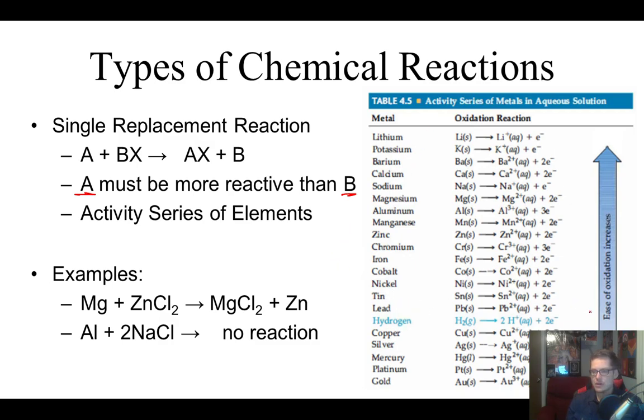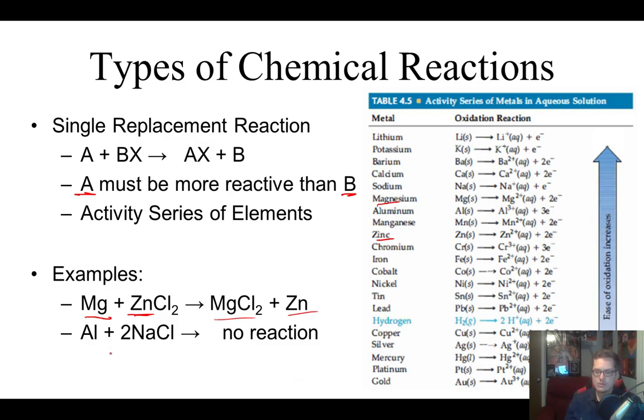In this activity series, we get more reactive as we go up. For example, we've got magnesium and zinc chloride. These are the two things we have to compare, magnesium and zinc, because those are your two metals. Magnesium is right here, zinc is right here. Magnesium is above zinc, so that means our reaction can take place, and we end up with a complete reaction. We get magnesium chloride, and then zinc gets plated off by itself.